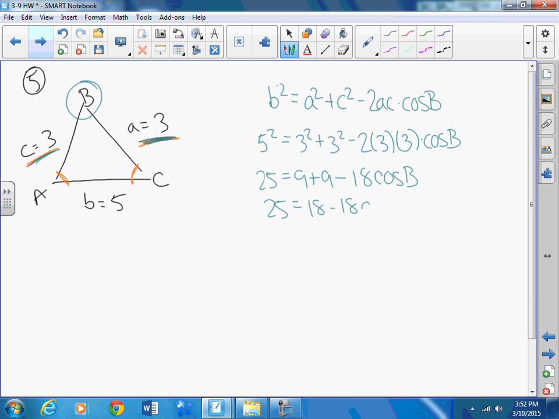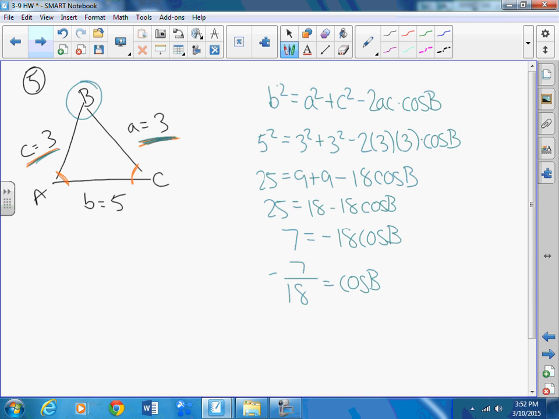I know this might seem like I'm writing a ton, but it helps. All right, it helps to write every step. It's easier to ensure that you get partial credit. I know I say this all the time, but that's because I mean it. So negative 7/18 will equal cosine B. Now in this case, I'm not done.